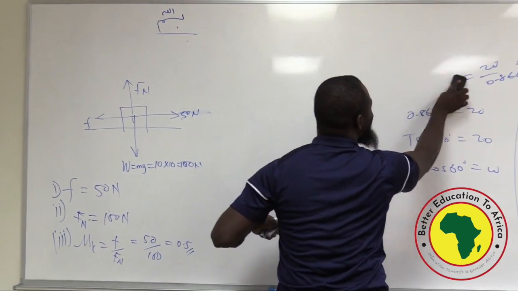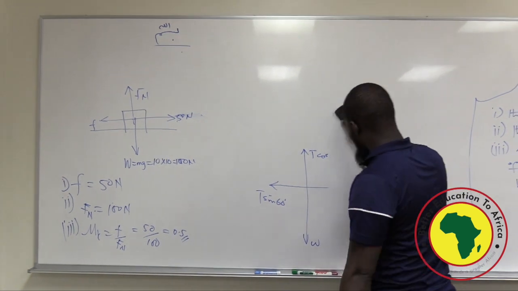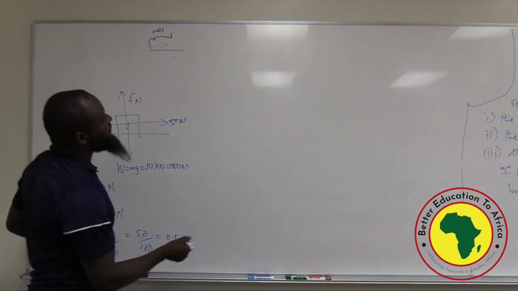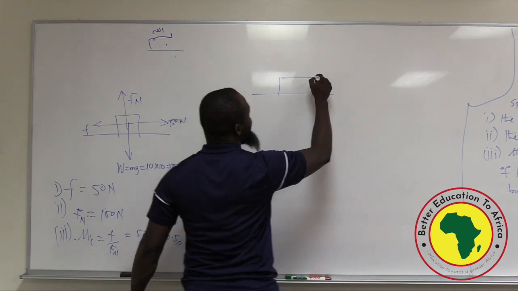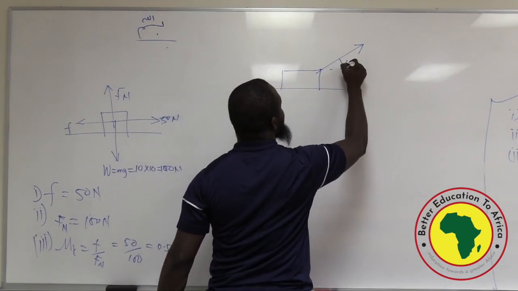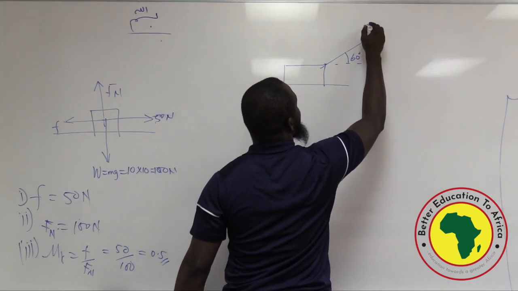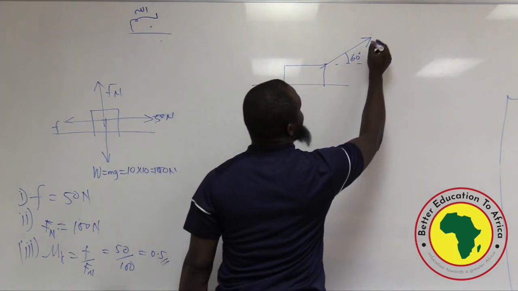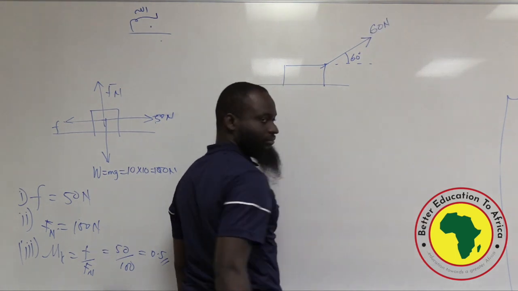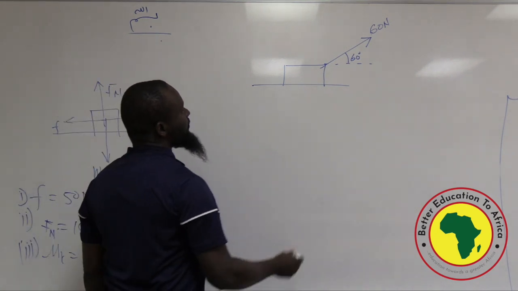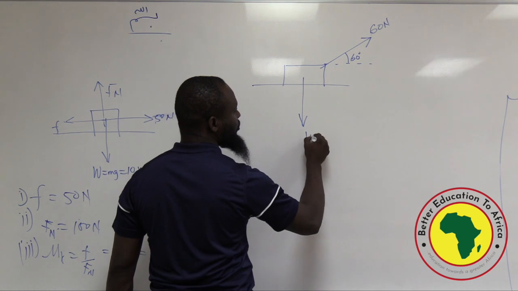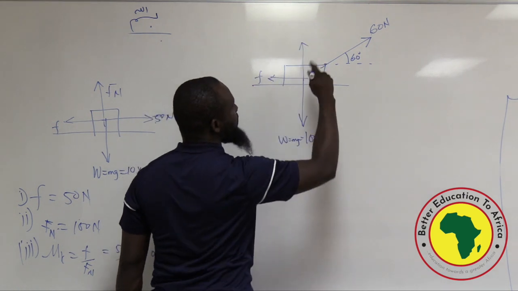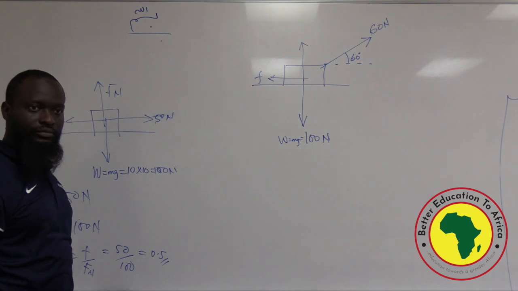Now, I'm going to make the problem a little bit complicated. The same problem, but a little bit complicated. We have the same box, but this time around, the force pulling the box is inclined at some angle, say 60 degrees, and the force is, let's say, 60 Newton. The box is still 100 Newton in weight. I'm asked to get the same things: frictional force, normal force, and coefficient of friction.